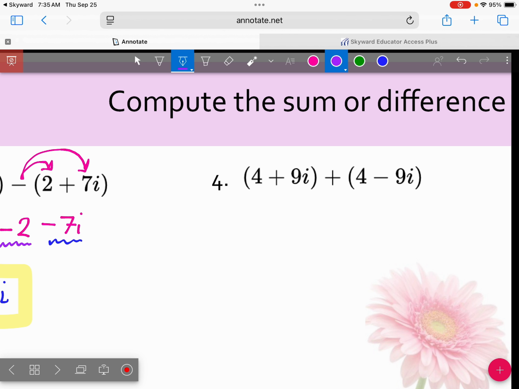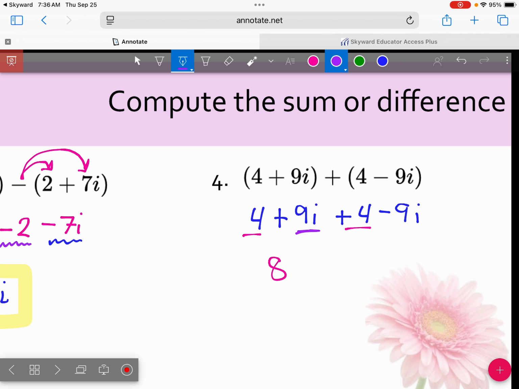Yeah, no, it's exactly right. What do we get? We finish this one. 8. Yeah, you're exactly right. Because I don't have to do anything with my parentheses, they can just drop. This is the same as 4 plus 9i plus 4 minus 9i. 100% the same thing. And when we combine things together, my 4 and my 4 makes an 8. We're good with that one.